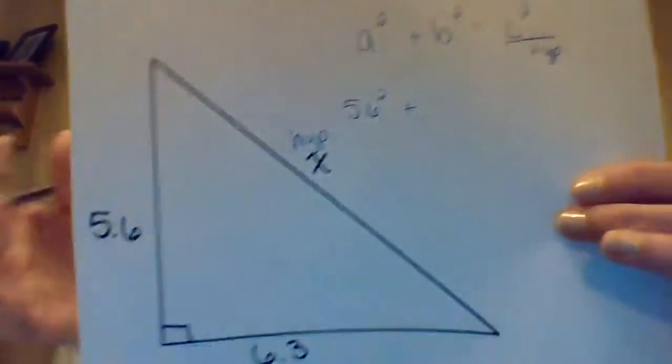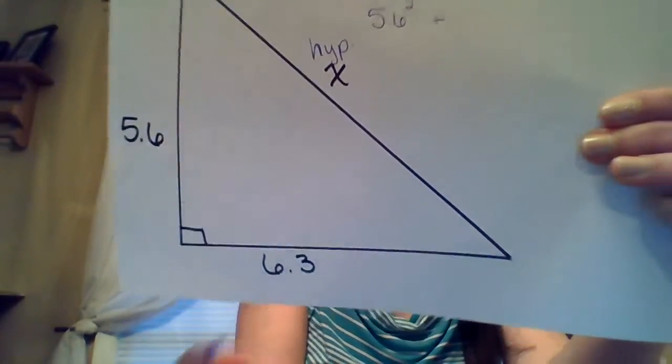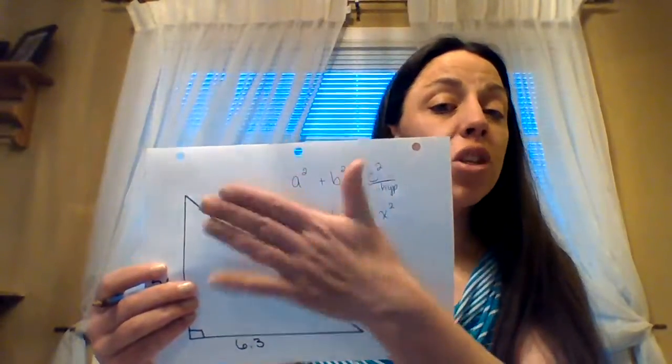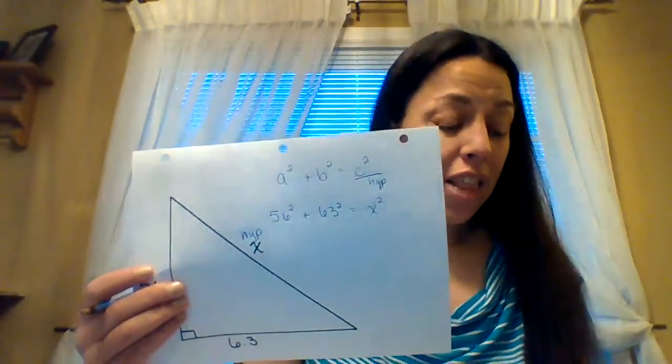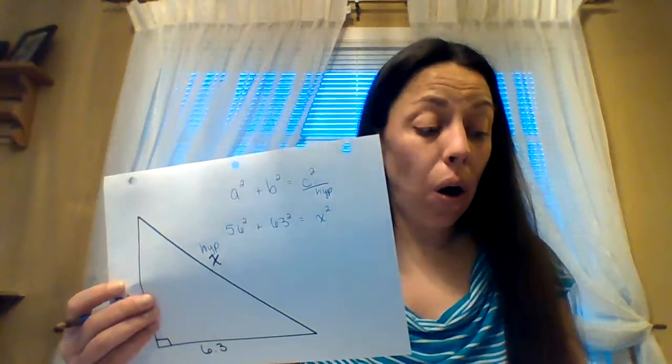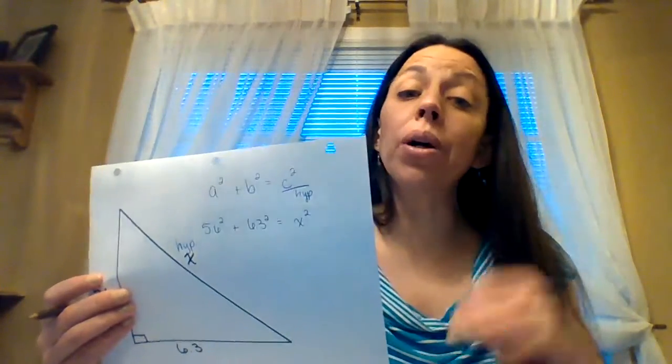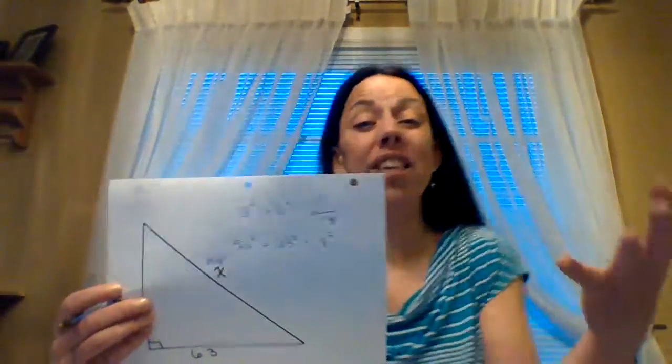So I'm going to write 5.6, and I'm going to square it. I didn't square it yet, but I know I have to. I'm going to write 6.3, and I'm going to square it. And then since that one is my unknown, I'm going to write x squared. Now, please don't think because everything has a squared, I can just ignore it. That is actually completely wrong. Remember, order of operations says powers are more important than addition or anything else.